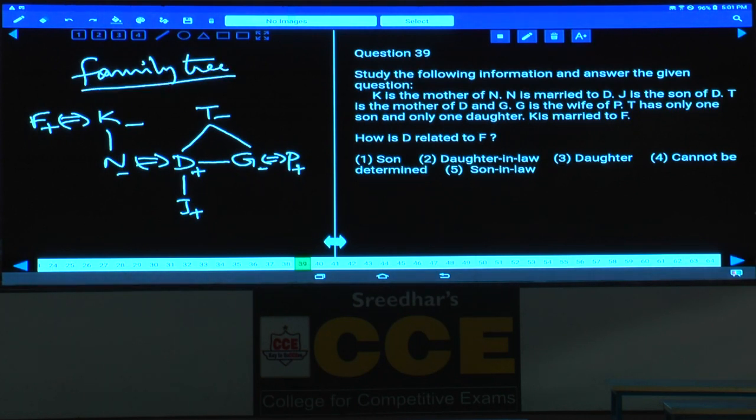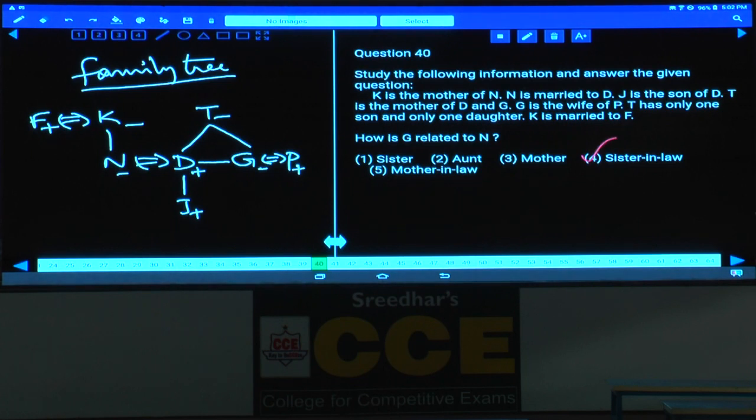Then question number 39. How is D related to F? F's daughter is N, daughter's husband is D, daughter's husband is son-in-law, choice 5. Then question number 40. How is G related to N? N's husband is D, husband's sister, spouse's sister, sister-in-law, choice 4.